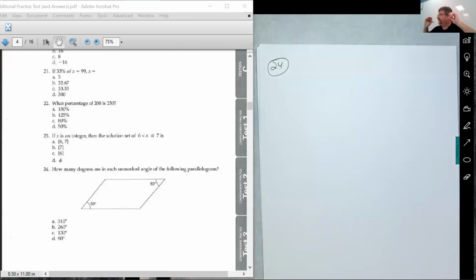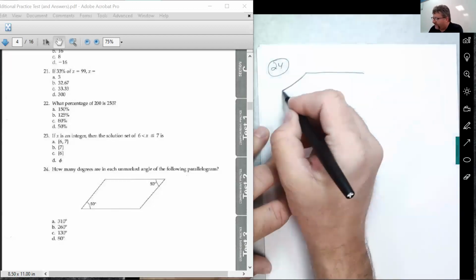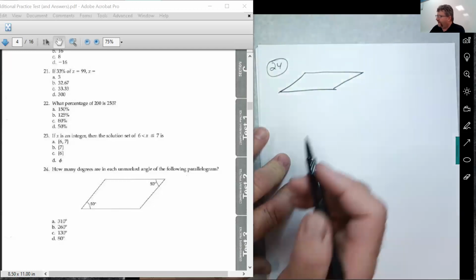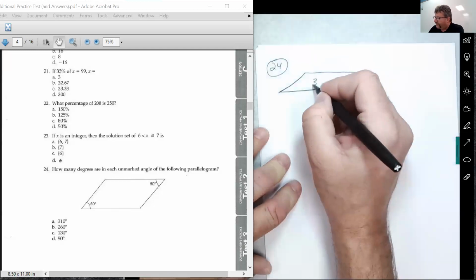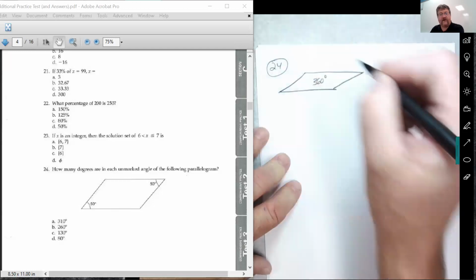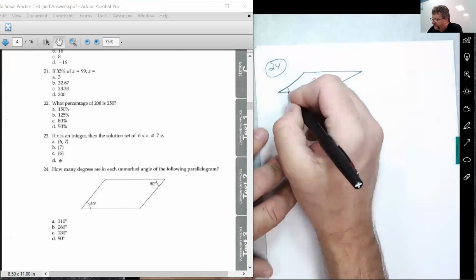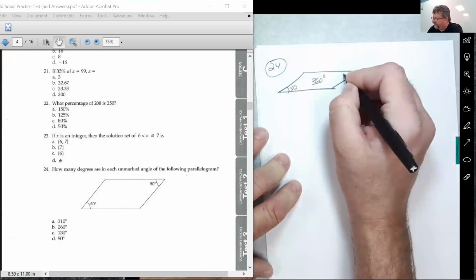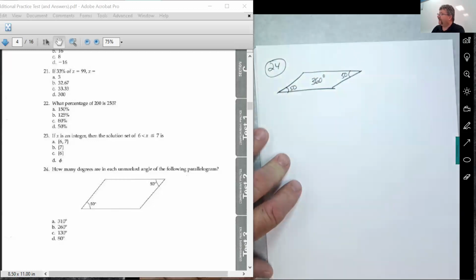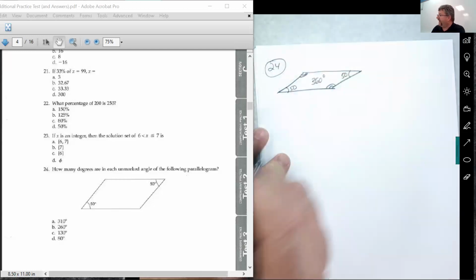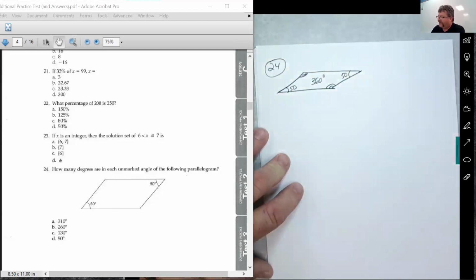How many degrees are in each unmarked angle of the following parallelogram? Well, we've seen rectangles, squares. Whenever we have this four-sided closed figure like this, all together we have 360 degrees all the way around if I add up all the angles, okay? So what do we know? We know that this one is 50 and this one is 50, okay? And a parallelogram says that this one and this one are going to match. So we just kind of think about it and figure it out.